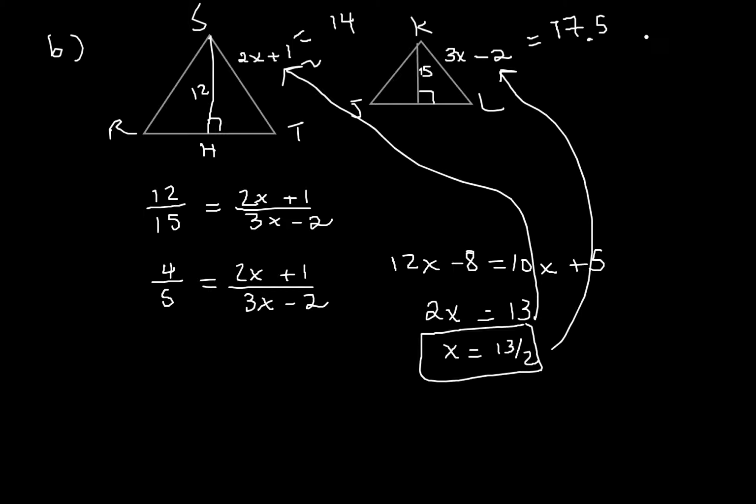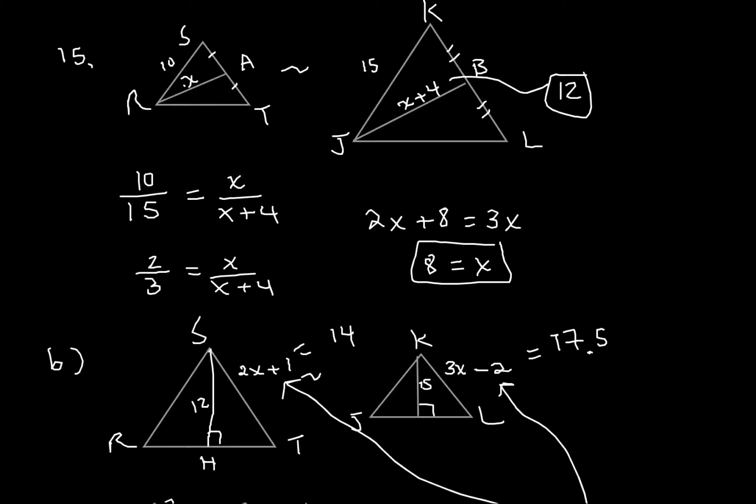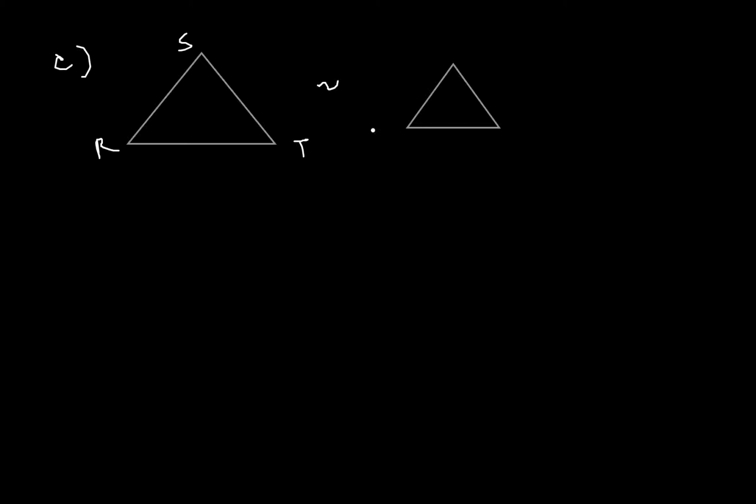Okay, C is the same thing. Perimeters are also proportional. So let's just see if I can slide down here. This is C. They're the same triangles. Same idea, same triangles. They're similar. We have RST. RST is similar to JKL.